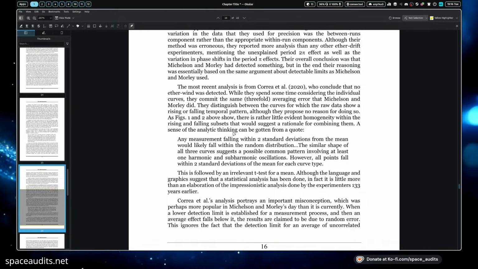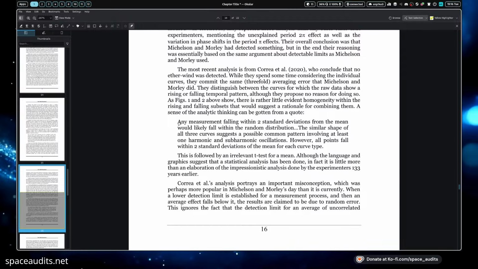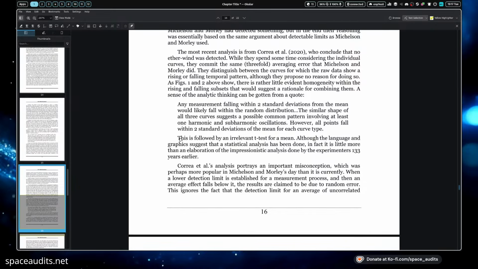A sense of their analytical thinking can be gotten from the quote here. Any measurement falling within 2 standard deviations of the mean would likely fall within the random distribution. The similar shape of all 3 curves suggests a possible common pattern involving at least one harmonic and one subharmonic oscillation. However, all points fall within 2 standard deviations of the mean of each curve type. This is followed by an irrelevant t-test for the mean, although the language in the graphic suggests that the statistical analysis has been done. In fact, there is little more than an elaboration of the impressionistic analysis done by the experimenters 133 years earlier.